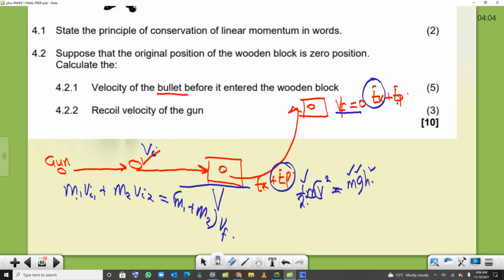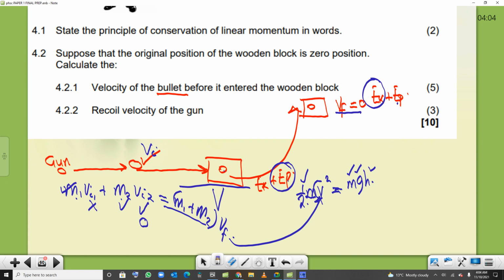Do I know the mass of the bullet? Yes. Do I know the initial velocity of the bullet? No. Do I know the mass of the block? Yes. Do I know the initial velocity of the block? Yes. It was 0. Stationary. Do I know this m1 plus m2? Yes. Do I know this final velocity? There. It's a multi-step question. That's why it's 5 marks. I can get the velocity of the bullet before it entered.